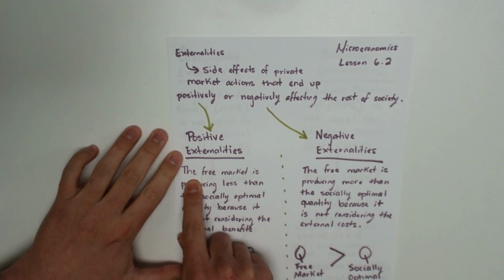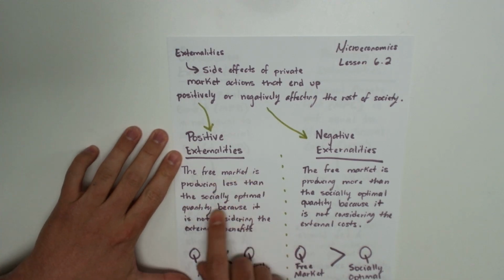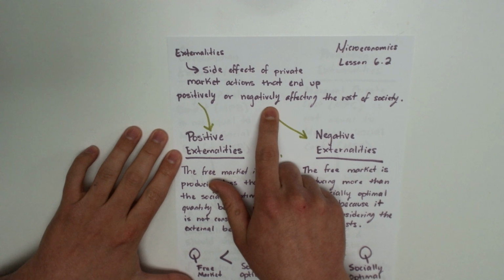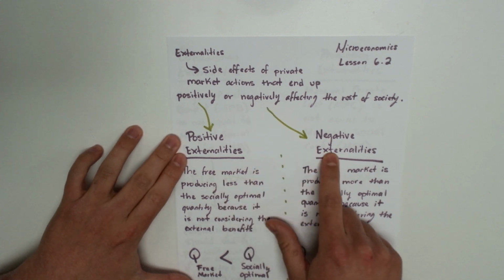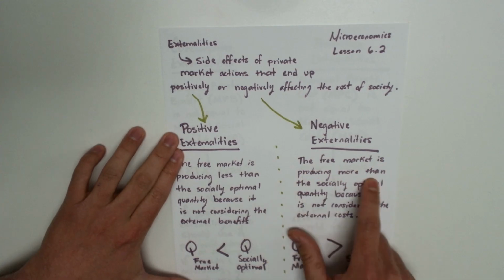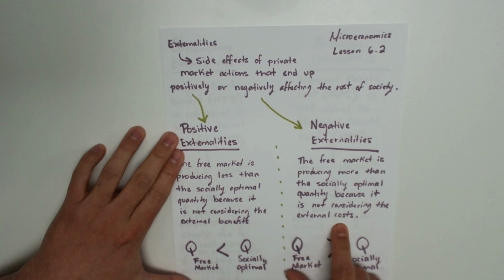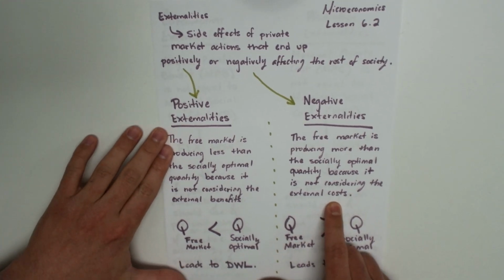This means that the free market is going to be producing less than the society optimal quantity because it is not considering the external benefits. And if it ends up negatively affecting the rest of society, then we have negative externalities. This means that the free market is producing more than the socially optimal quantity because it is not considering the external costs to the rest of society.